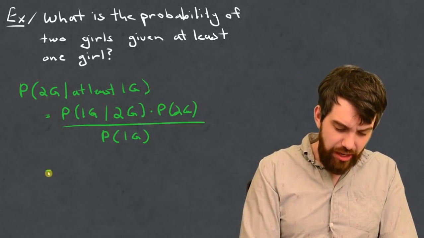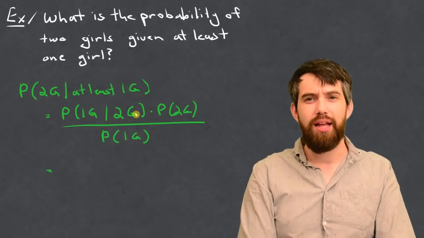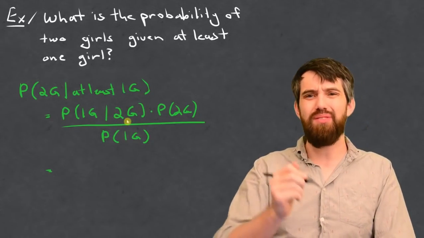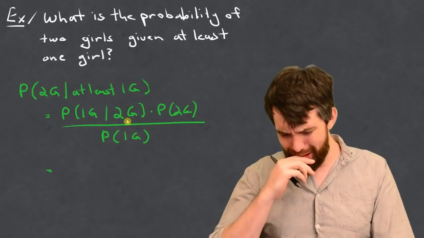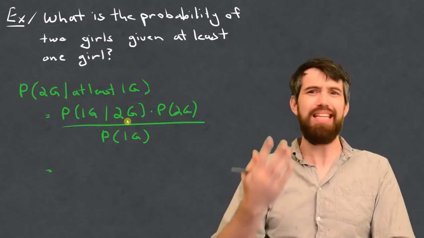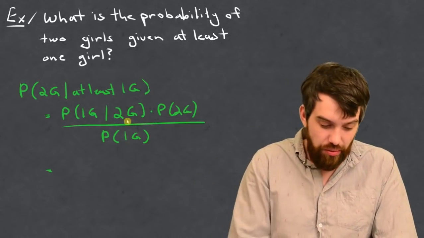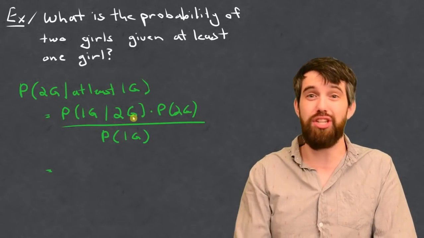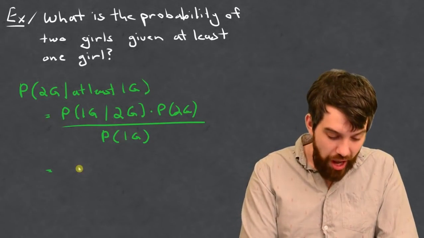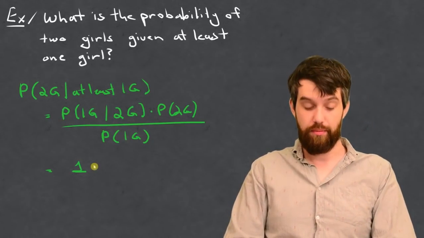Well, let's look at this conditional probability: the probability of having at least one girl, given that you know there are two girls. If you're told there are two girls, then the probability of having at least one girl is 100%. If you have two girls, you have at least one of them. So the probability of 1G given 2G is really easy to compute. It's 100%, or just the value of 1. I don't have to do anything. Okay, that was nice.